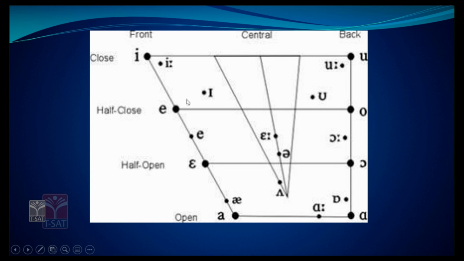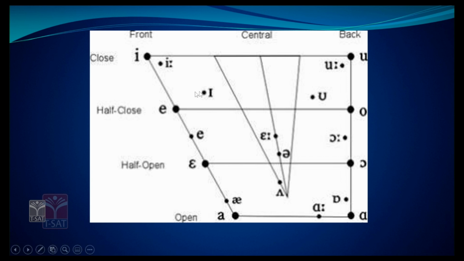That means during the production of these vowel sounds, the front part of the tongue is involved. And these are considered back vowels, which means the back part of the tongue is involved. The central vowels are the remaining ones. So front, central, and back refer to the particular part of the tongue which is involved in the production of the vowel sounds.